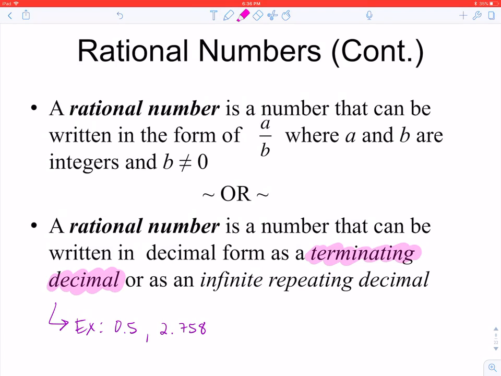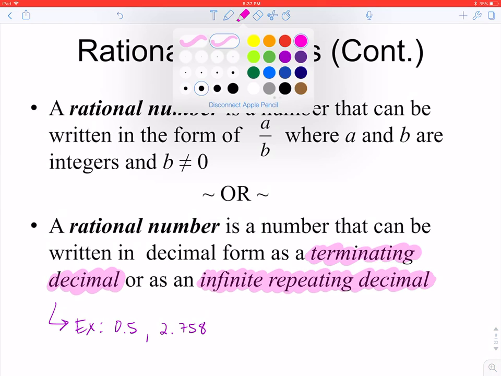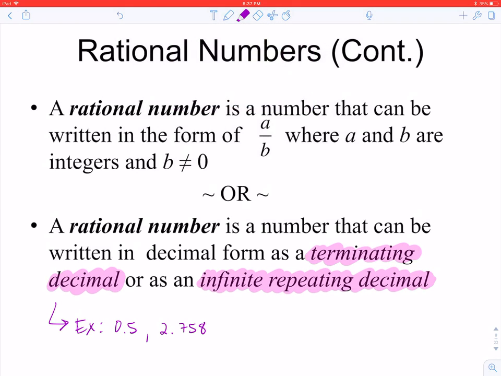A rational number can also, in decimal form, be an infinite repeating decimal. So another word for infinite would be a non-terminating decimal. So a decimal that continues on forever is infinitely many digits.